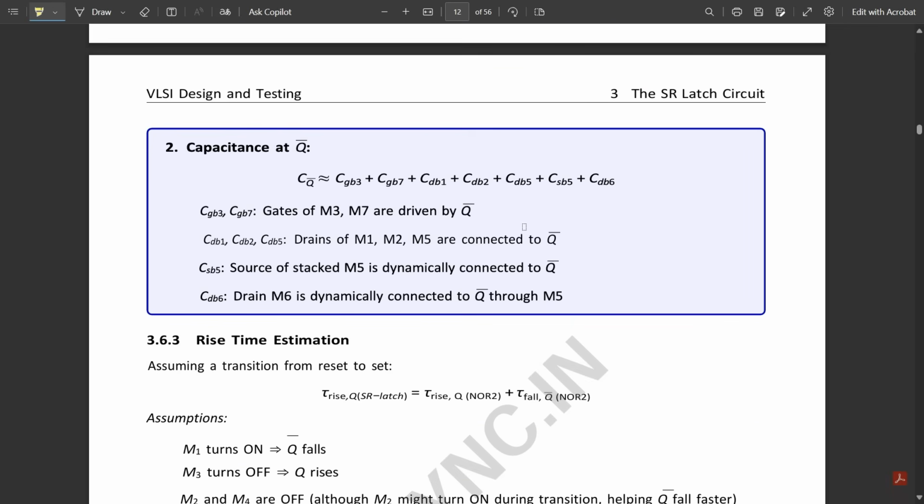Okay. Next, capacitance Q bar. CQ bar is equal to CGB3 plus CGB7 plus CDB1, 2 plus CDB5 plus CSB5 plus CDB6, where CGB3 and 7 are the gates of M3 and M7 transistors, which are driven by Q bar. Then CDB1, 2 and 5 are drains of M1, M2, M5 transistors which are connected to Q bar. All the necessary connections which are driven by the outputs Q and Q bar represent their capacitances. Okay, same goes with CSB5 and CDB6.